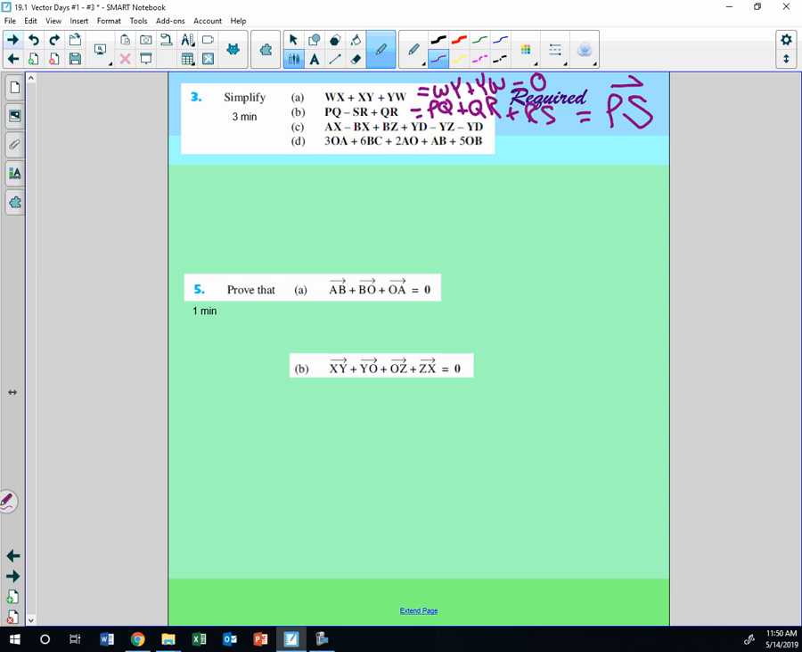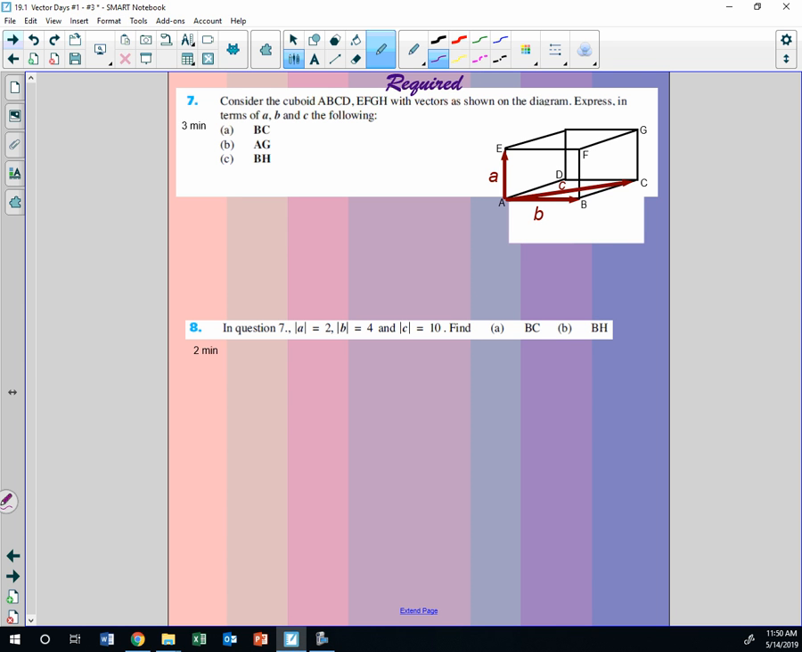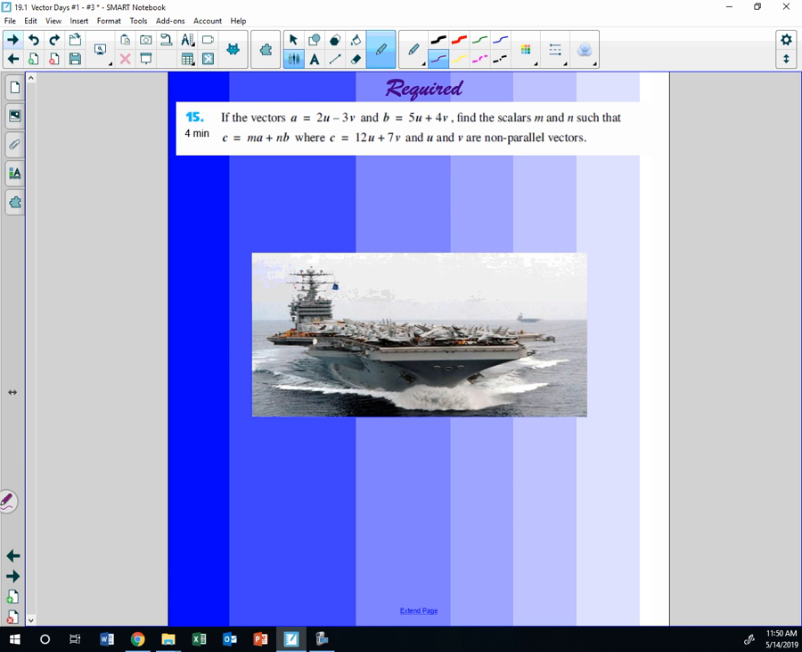So you can do that with C and D, prove 5A and B. These are good, 7A, B, C. Then you're going to find actual lengths with A and B here. And then 15 is the thinker, but it's a great problem. See what you can do with that. And that's day 2 of vectors.